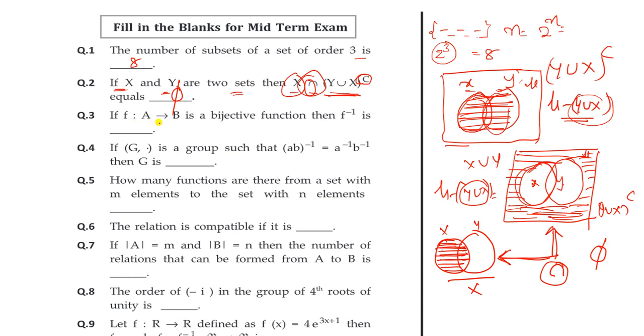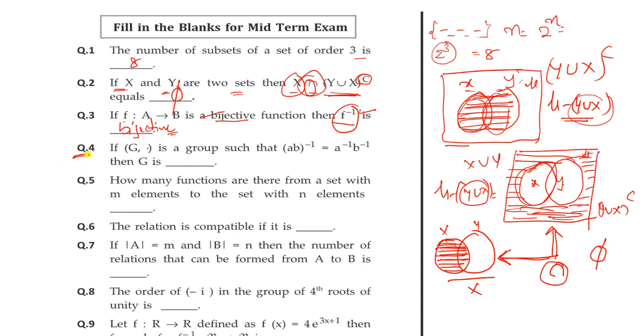Next, if f from a to b is a bijective function, then f inverse is a bijective only. Okay? I explained this in the second unit. What is the condition for f inverse? If the function f from a to b is bijective, then f inverse exists. So f inverse is also bijective.